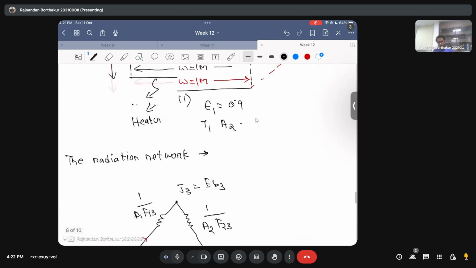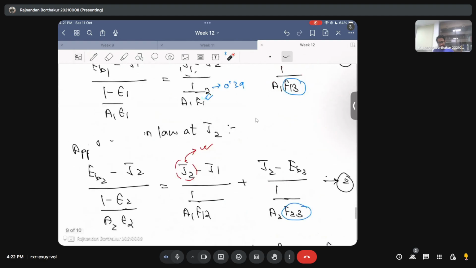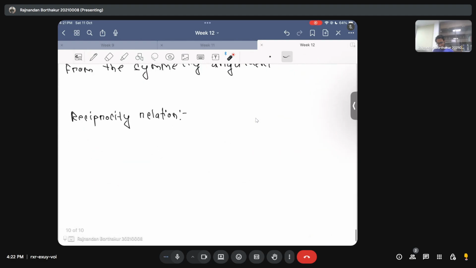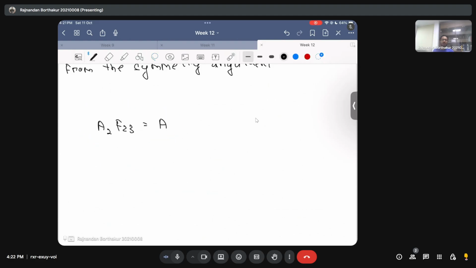So we are applying now the reciprocity relation between the fixed shear surface and this actual surface, A2F23. I'm sorry, this is not exactly the reciprocity relation. Maybe I should not write the reciprocity relation. Maybe I should tell this in some other way. So first of all, I'll write it down. I'm saying that A2 F23 is going to be A2 prime F2 prime 3.